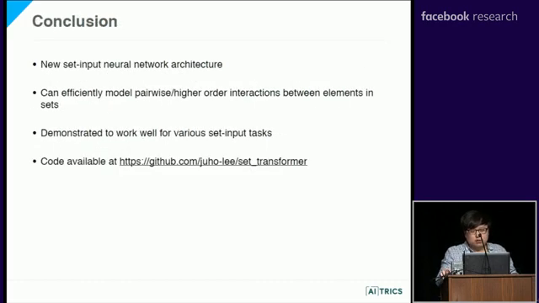So here is the conclusion. We propose a set-input neural network architecture, and it can efficiently model pairwise and high-order interactions between elements in sets. And we demonstrate that our method works well in various set input tasks, and our code is available in this GitHub repository.